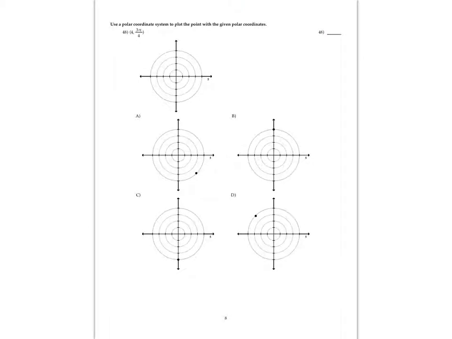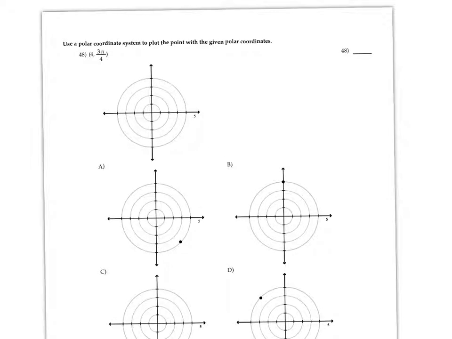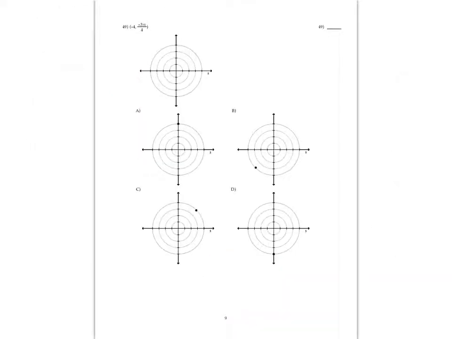We're going to have some rapid fire pages going on here because these are really short pages. 4, 3 pi over 4, so that's the fourth ring with an angle of 3 pi over 4. That gives me the point that is at D. For negative 4, negative 3 pi over 4, let's find negative 3 pi over 4 first. That's going to be in the third quadrant. Negative 4 means I go in the opposite direction, which ends up in the first quadrant, which is C.